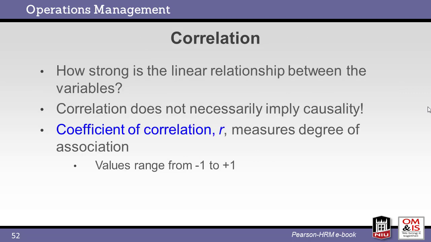Correlation reflects the strength of the relationship between the variables. The coefficient of correlation measures the strength of the relationship and ranges from -1 to +1. It is important to note that correlation does not imply causality. Correlation suggests that the two variables have similar trends, while causality means that one causes the other.